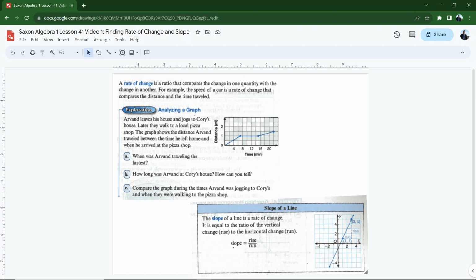All right, we are going to work some practice problems. You get plenty of practice with slope in just a minute, but you should understand that slope is a rate of change and that we can measure the slope by figuring out the rise and the run and putting the rise over the run.